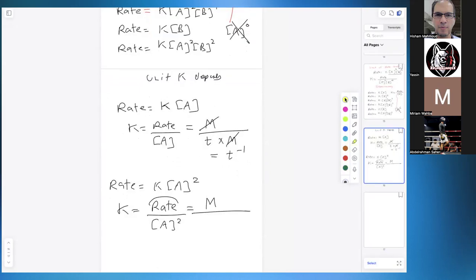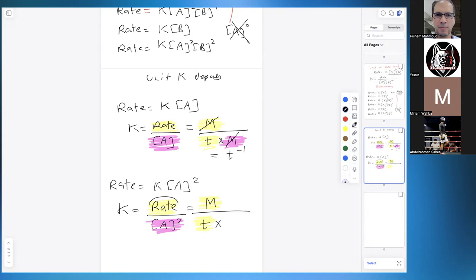So again, this is the unit of the rate, molar over time. And where did the second M come from? It is the unit of the concentration. I will divide it for you. This is the unit of the rate, and what is the unit of the concentration squared? Moles over time for the rate. Very good.